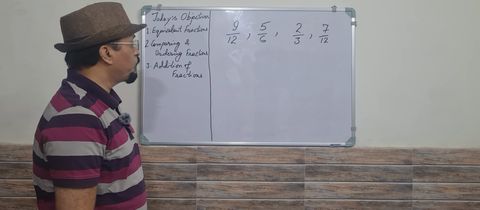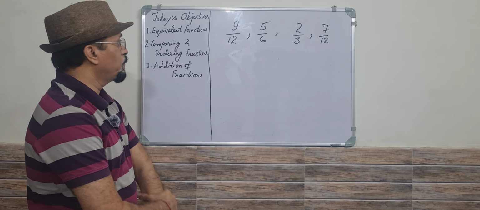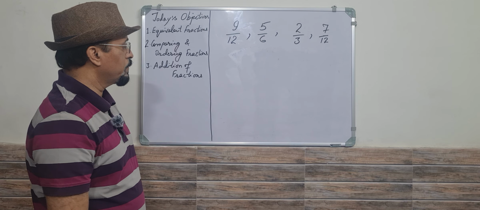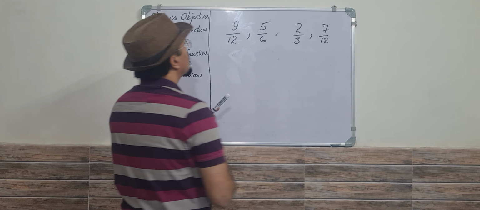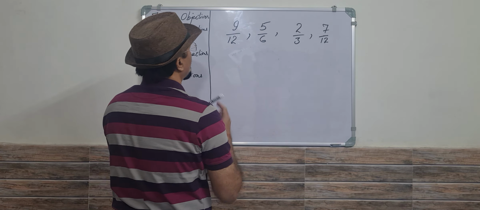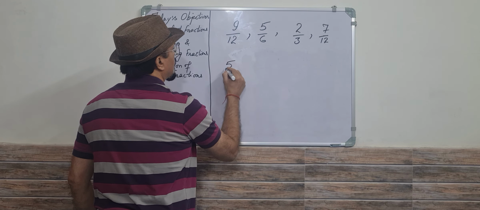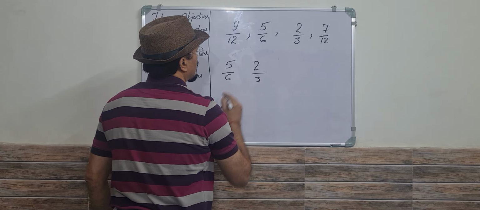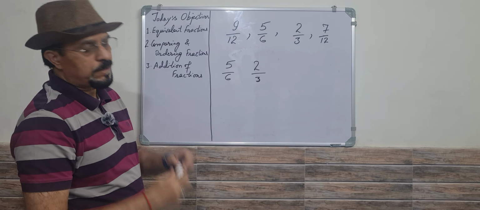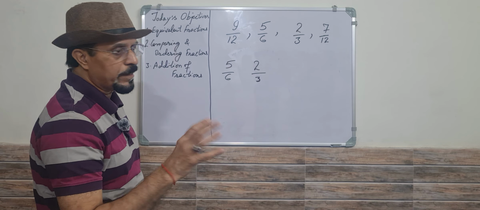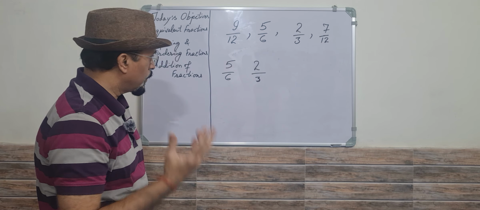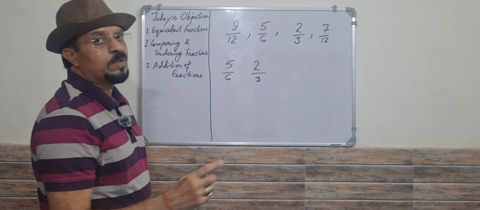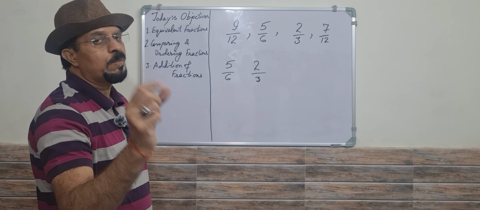Right? So if I have to find out, I'll go step by step, otherwise it would be a little difficult for you. Let's first of all find out, between 5/6 and 2/3, which is greater and which is smaller. So whenever we need to find out which of two fractions is greater and which is smaller, we need to have the same denominator.